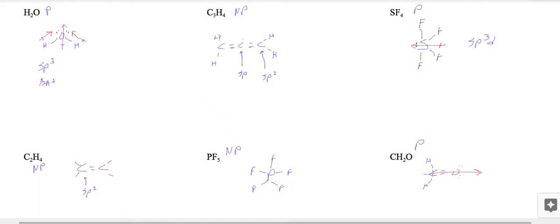And going back to the different geometries, it depends on this one. If we look at this one, it's linear. This is trigonal planar. This is, I'm going to say seesaw because it's easier to write. That is distorted tetrahedron or seesaw. This is going to be trigonal planar. This is trigonal bipyramidal. And this is going to be trigonal planar again. All right.